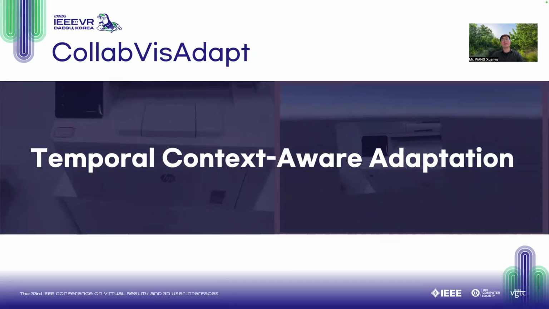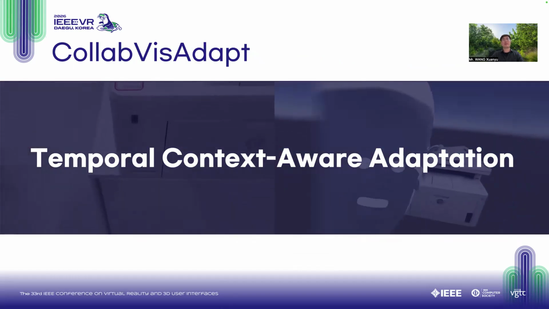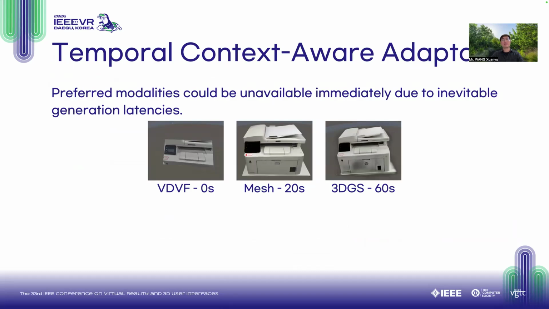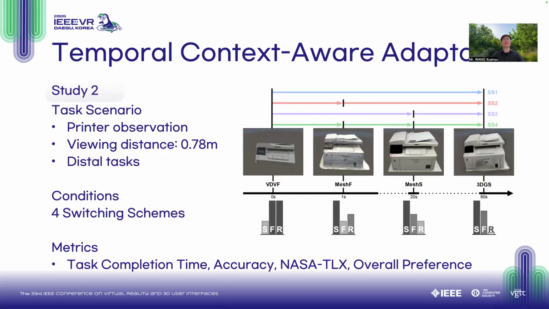In addition to spatial context, we need to further address modality adaptation according to temporal context. The generation of 3D modalities incurs inevitable and variable latency, leading to situations where some modalities, although being the most preferred in the current spatial context, are not yet accessible. This thus leads to our second question: how to adapt visualization modality with the existence of generation delays to facilitate collaboration. We conduct study 2 to answer this question.